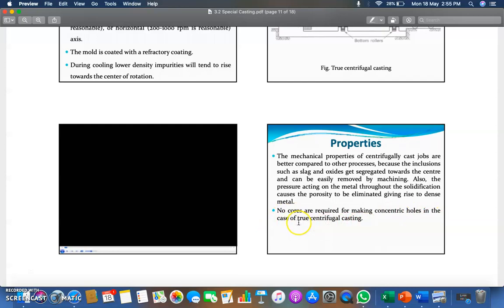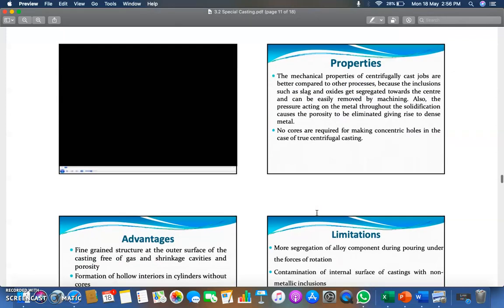In true centrifugal casting, cores are not necessary to provide concentric holes. Sometimes this question has been asked in many competitive exams: cores are required for which kind of centrifugal casting? So for true centrifugal casting, no cores are required.